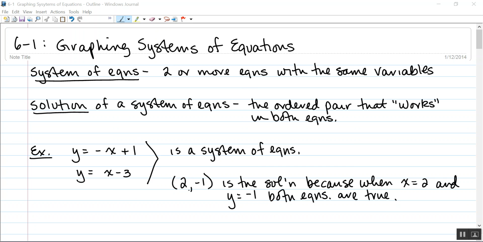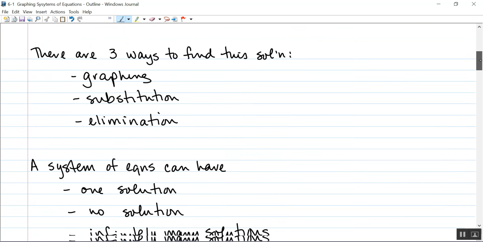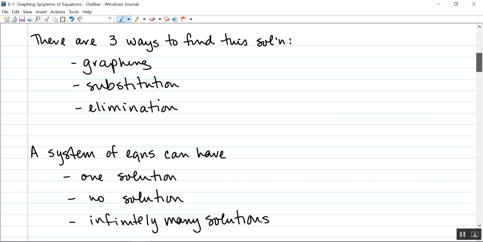The ordered pair 2 comma negative 1 is a solution because when x equals 2 and y equals negative 1, both of those equations are true. There are three different ways to find the solution to a system of equations. You can do it by graphing, and that's what we'll be taking a look at today. You can also do it by substitution and by elimination, and those are future lessons.